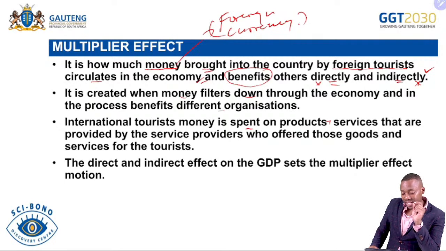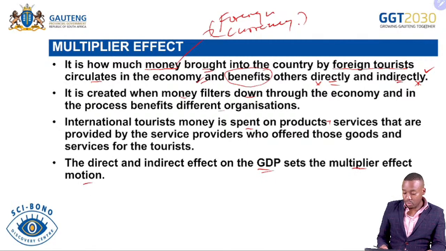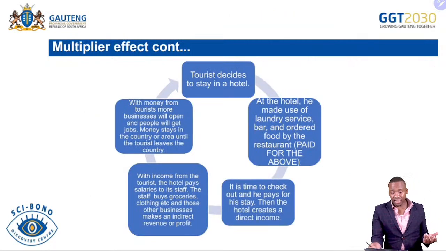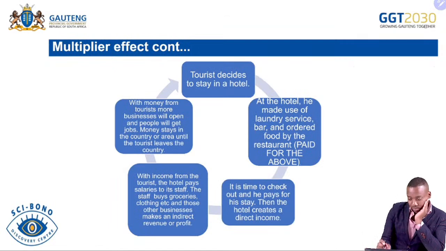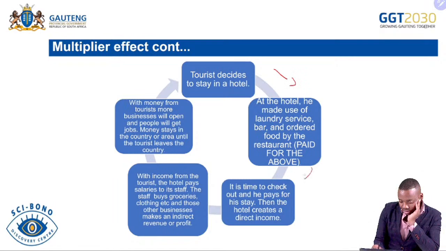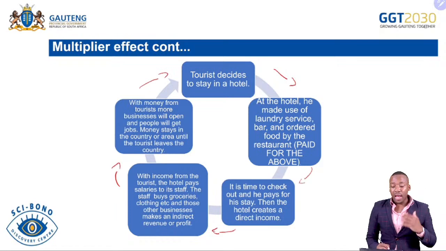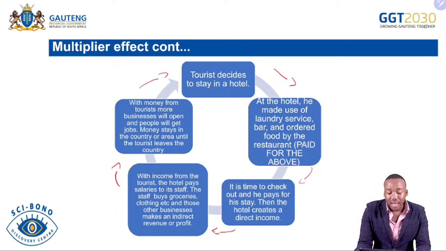The direct and indirect effect on the GDP says what? Let's check how this multiplier effect works. Let me try to do this. This is my chain. This is my chain. And there's my chain, right? They may ask us to show the multiplier effect in a diagram, maybe in a circular flow, or in a paragraph.